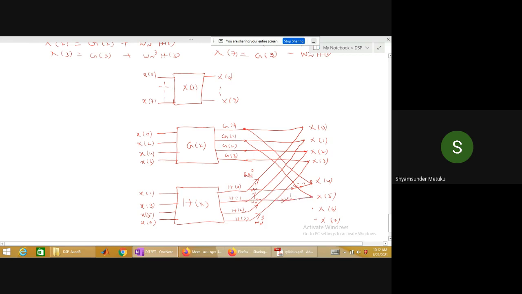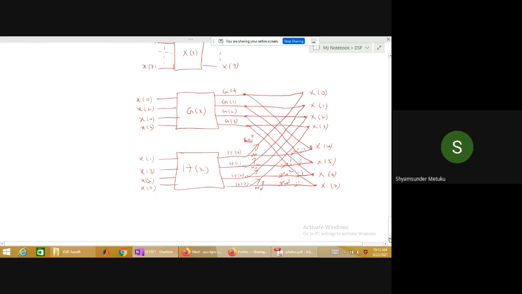Wn to the power of 1 minus 1. Wn to the power of 2 minus 1. Wn to the power of 3 minus 1. Correct or not? Yes, sir.